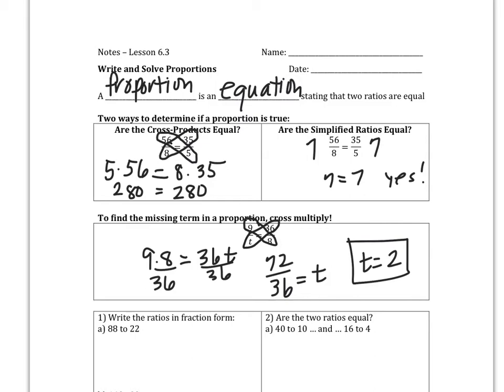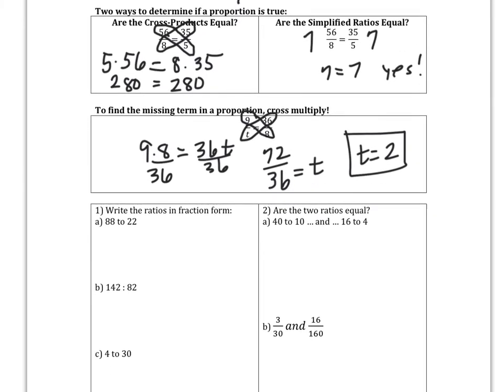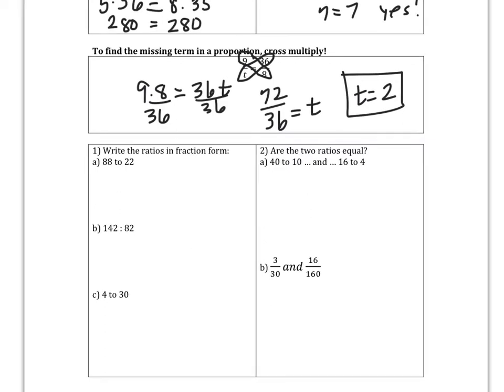And some examples, let's take a look at number 1. We're going to write the ratios in fraction form. These are pretty easy. 88 to 22 is just written as a fraction like this, 88 to 22. 142 to 82 written in fraction form is 142 over 82. And 4 to 30 is 4 over 30. So that's writing a ratio in fraction form.